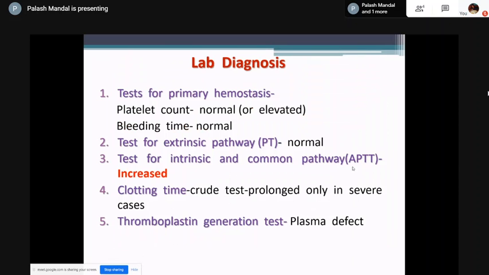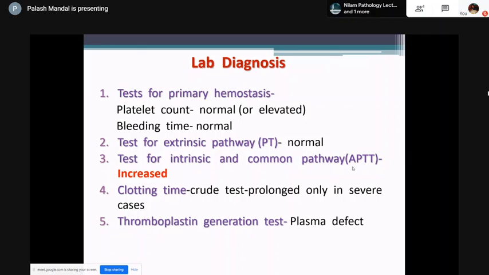Lab diagnosis. Everywhere we have to diagnose a disease, and in laboratory medicine or pathology, our main aim is to diagnose a particular disease. Here also you start with the clinical history, that is the patient's history. Does the patient have a history of fall? The patient has a history of recurrent bleeds. The patient has a family history.